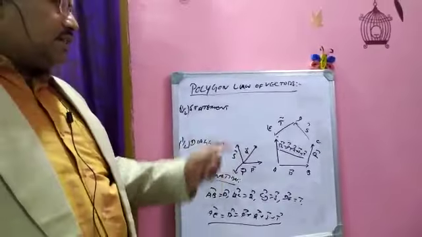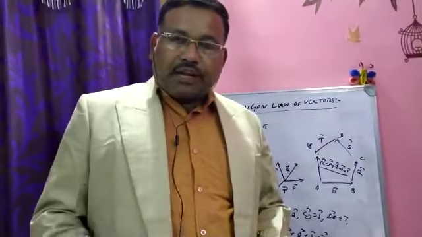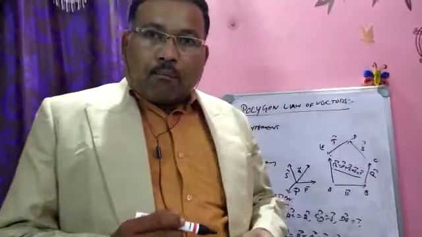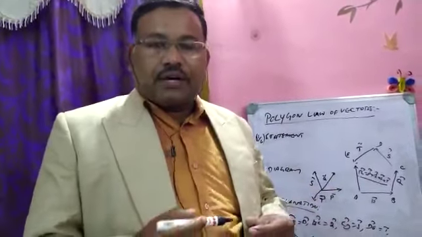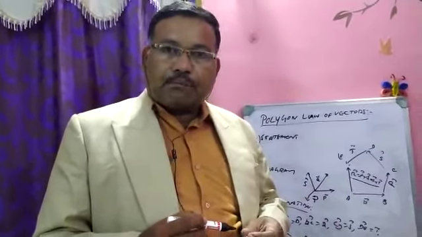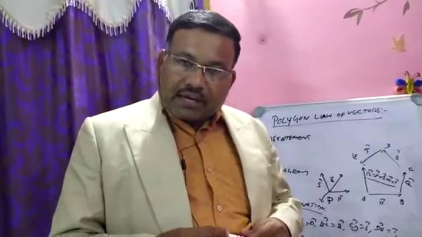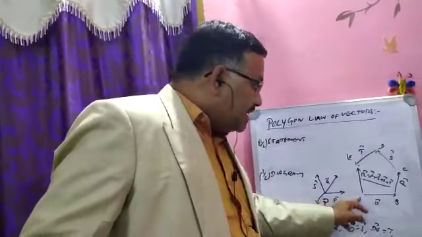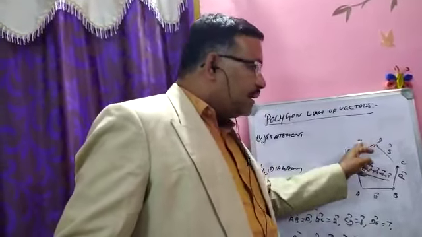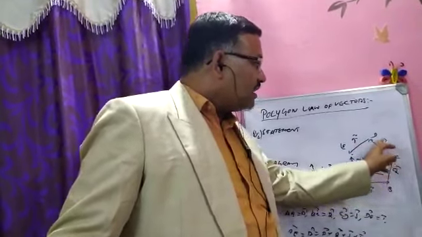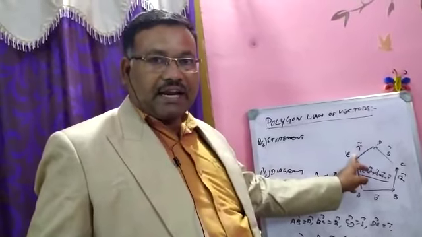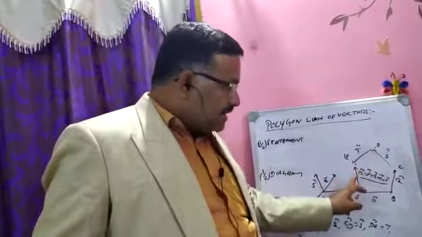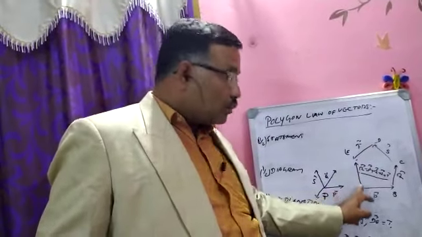What is the statement? I am explaining it again. If a number of vectors, any number of vectors you can take, are represented in magnitude and direction by the sides of a polygon taken in order, all taken in one order, anti-clockwise direction, their resultant is represented by the closing side.